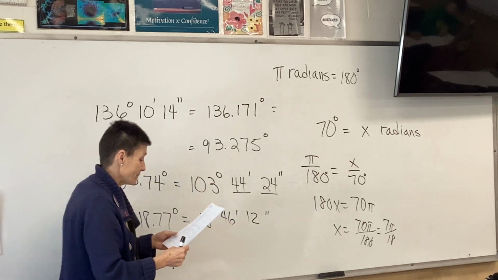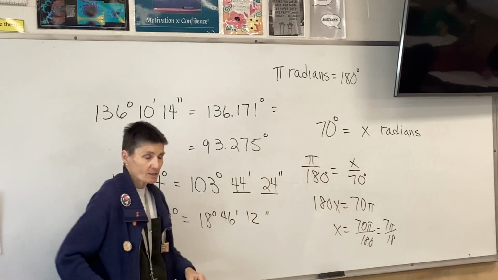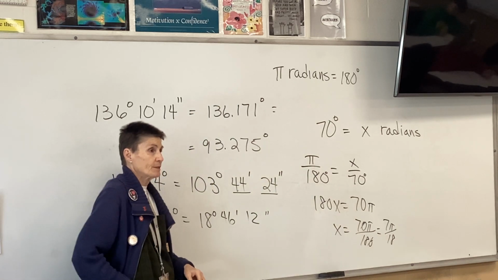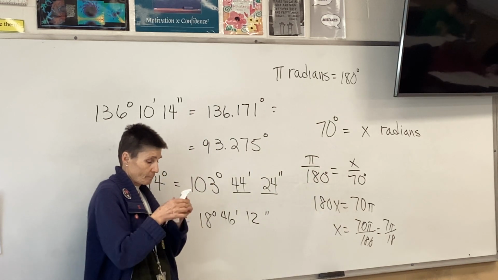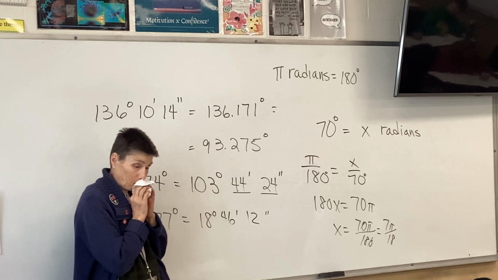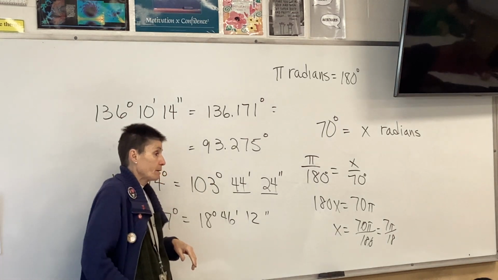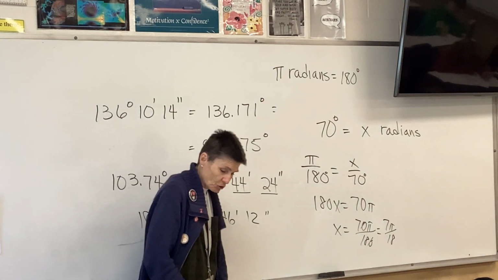All right, do 120. See if you can do 120 degrees. How many radians are 120 degrees? You'll always get a fraction. Make sure you reduce it.